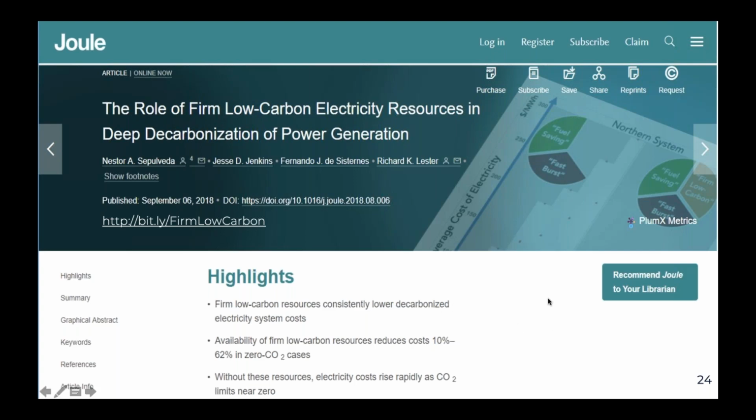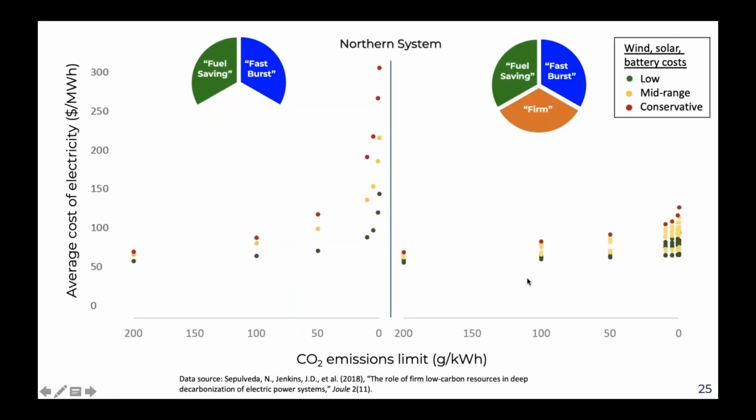What we found is that across all of those scenarios, having one or more of these firm low carbon resources available lowered the cost of reaching zero emissions or 100% carbon-free electricity systems by anywhere between 10 and 62% relative to a case in which all we have are wind, solar, and battery technologies complemented by demand flexibility. And without these resources, the electricity costs rise rapidly as we try to reach our 100% goals or near zero emissions. So we can see that here in this graphic, which shows the range of results for the northern system.